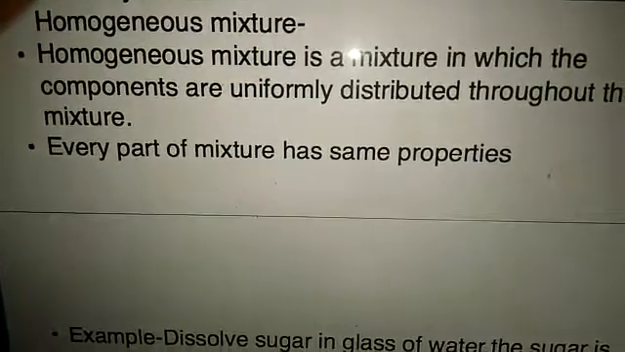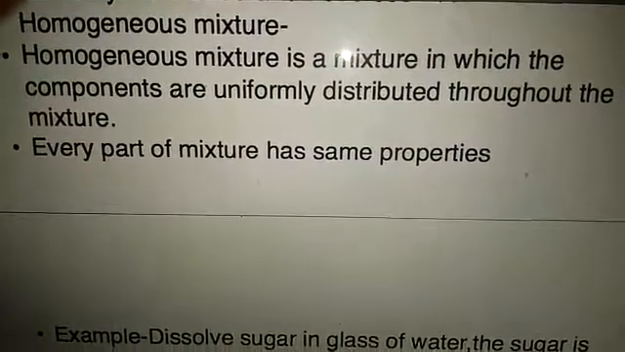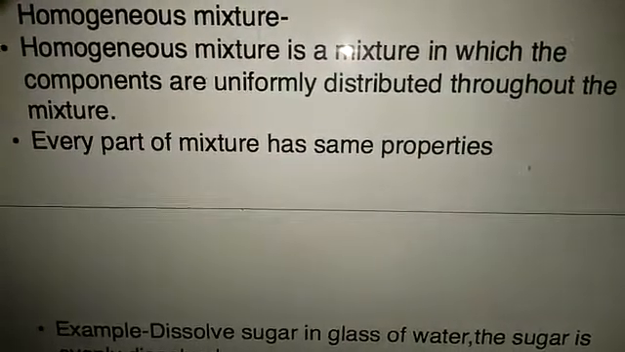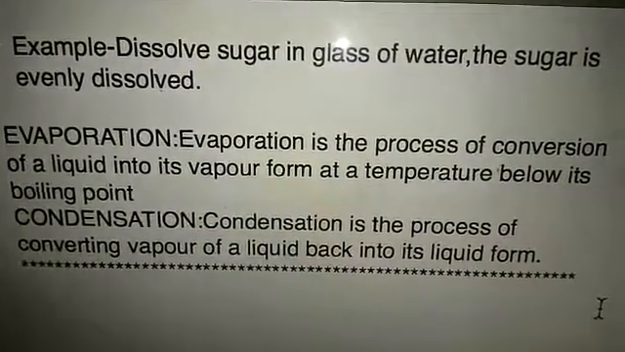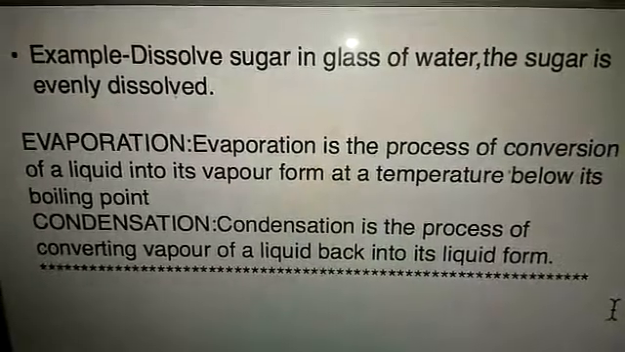Now, homogeneous mixture. Homogeneous mixture is a mixture in which the components are uniformly distributed throughout the mixture. Every part of a mixture has same properties. Example, dissolve sugar in glass of water. The sugar is evenly dissolved.